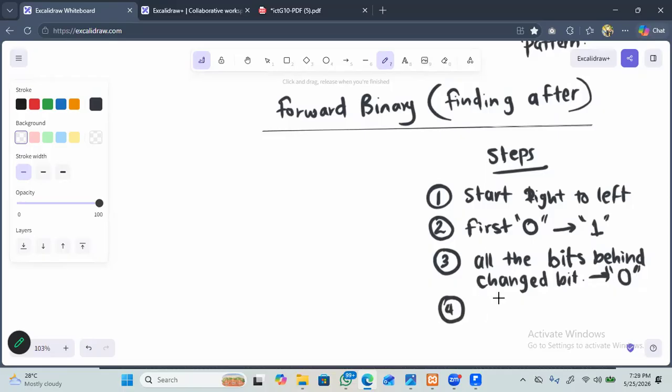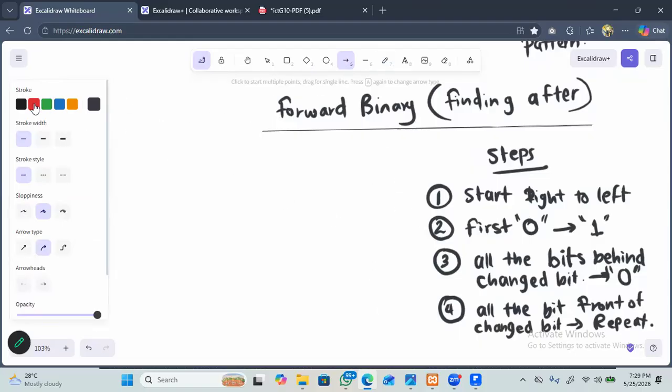Then number 4. All the bits in front of the changed bit, you have to just repeat. These are the steps. Now you don't understand any of these steps, but you have to follow them. I will show you how to do this.